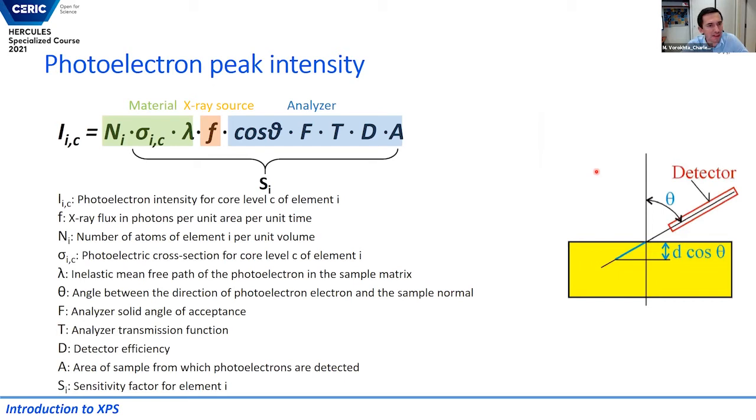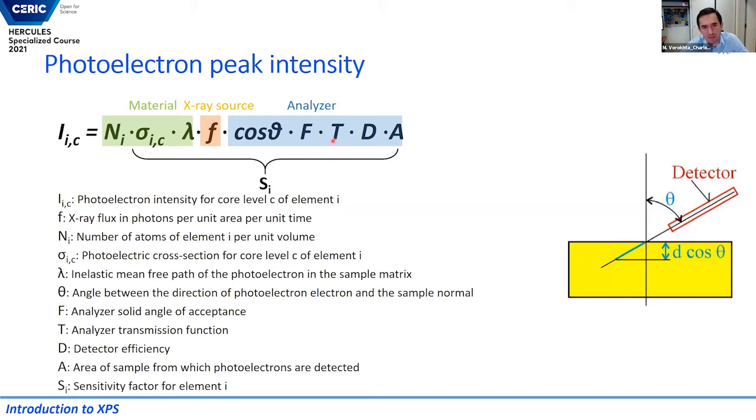Besides the qualitative analysis, the detection of the type of elements and their chemical state, you can also do a kind of quantitative analysis. You can try to get some information about the concentration of atoms at the surface. For this, you should understand that the photoelectron peak intensity contains many different contributions, which come from material properties and the flux of your X-ray source. If you use a more intense source, you would have a proportionally higher peak intensity. There are also parameters for the analyzer.